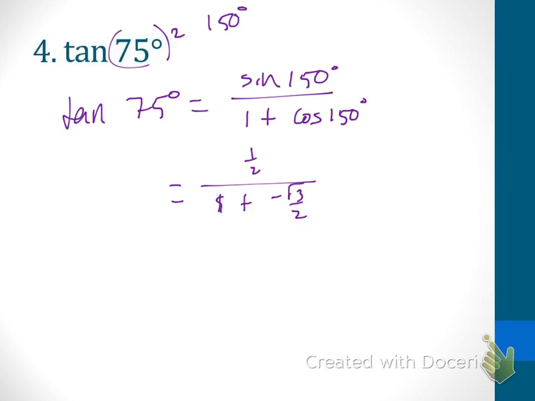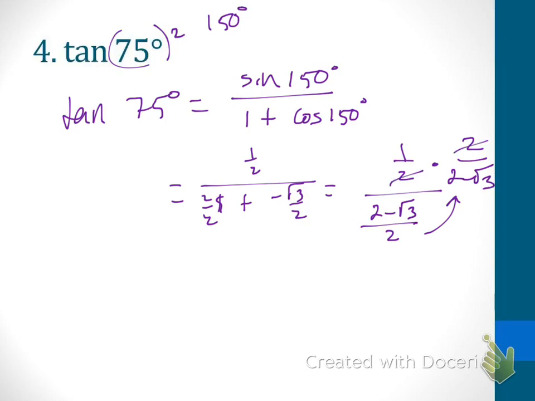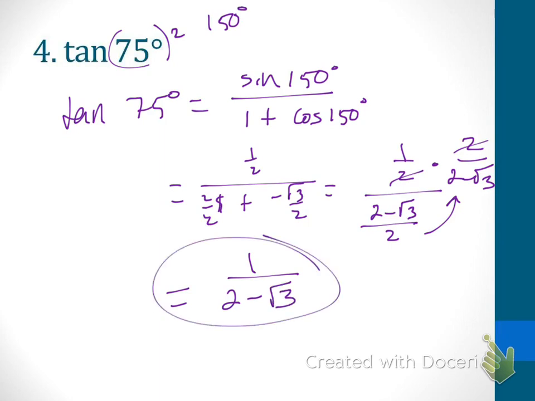Now, need a common denominator down here, 2 over 2. 1/2 up here. We go 2 minus the square root of 3 all over 2. And then we're going to flip and multiply. So make this 2 over 2 minus radical 3. These 2's divide out, and we're left with 1 over 2 minus radical 3. And then we're done. Okay? All right. That's all there is to this thing. Just a little bit of fraction work.